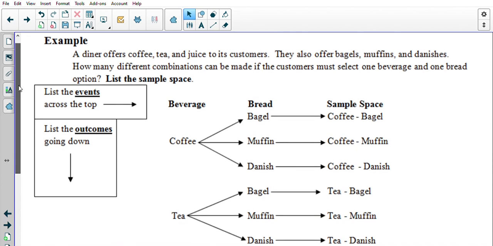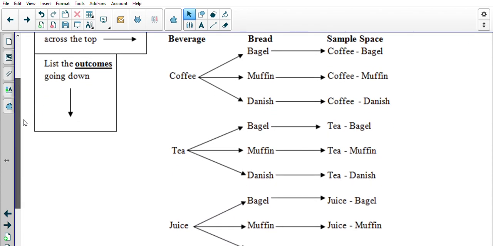So for the beverage, we have 3 different outcomes: coffee, tea, and juice. So notice how I list those going down. I do spread them out a bit because I'm going to have some branches, just like a tree, coming off of each of those different outcomes. Now, for the bread, let's say I choose coffee, then I can choose either a bagel, muffin, or Danish. So notice I have 3 branches coming off of coffee.